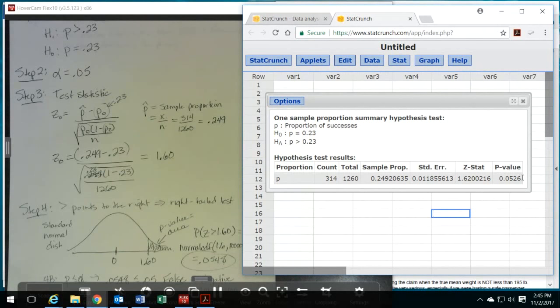So from here you would go and compare your p-value to your alpha. In this one still we'd come up with a negative conclusion, so that means that we do not reject the null hypothesis and there's not sufficient evidence to support the claim. So what StatCrunch will do for you is basically step 3 and step 4a. You have to do the rest of the work.